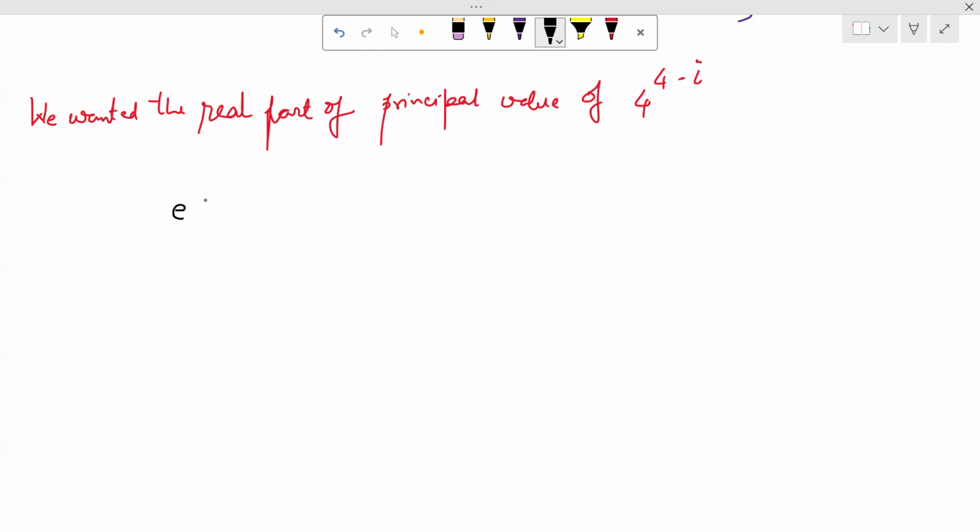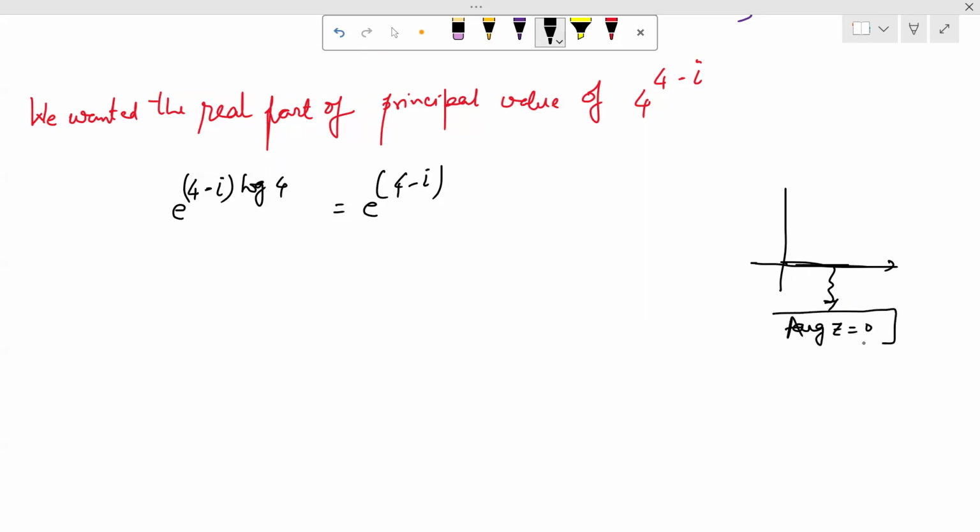So what will it be equal to? It will be equal to e raised to power (4 minus iota) times log 4. And what is log 4? You know that 4 is purely real. If it is purely real, then for such values the principal argument is 0. So the principal argument for real values is simply 0. So this will come out as log 4 plus iota times 0. And ultimately we get e raised to power (4 minus iota) into log of 4.